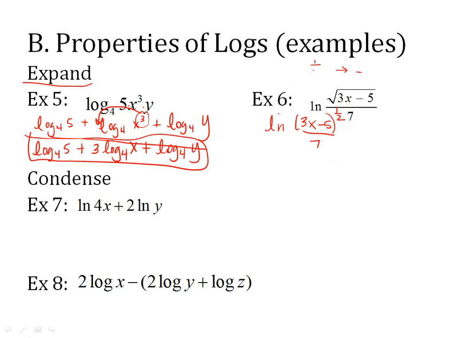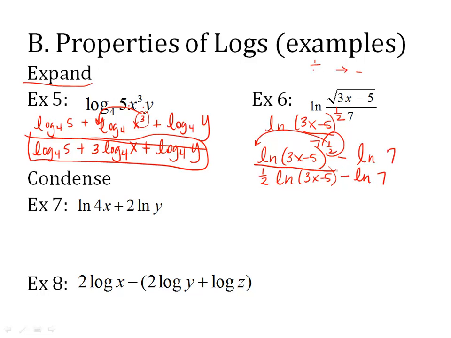Quotient rule says whatever's on the bottom subtracts from the top, keeping the bases the same. So I'd say the natural log of 3x minus 5 raised to the 1/2 power minus the natural log of 7. Now I'm not quite finished because I have a power sticking out here. I need to move this power to the front based on the power rule. So my final answer would be 1/2 the natural log of 3x minus 5 minus the natural log of 7. This is what they mean by expand your answers out. Okay?